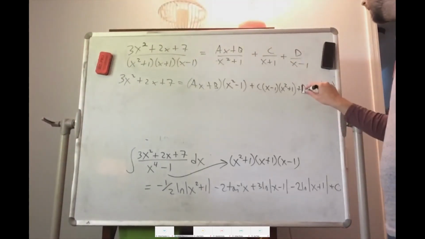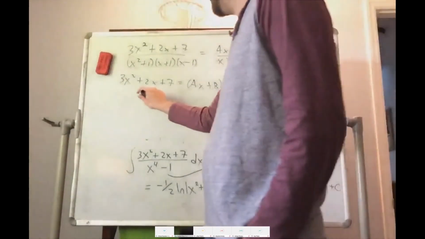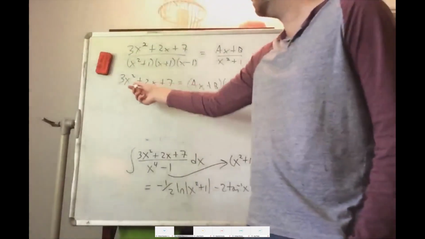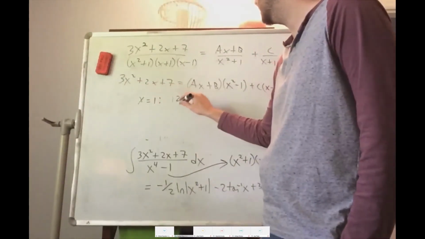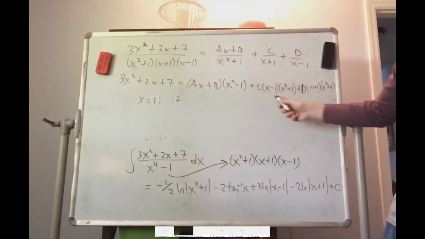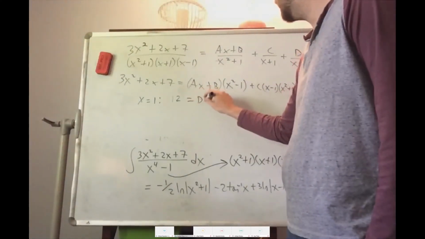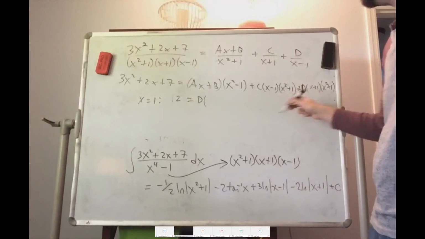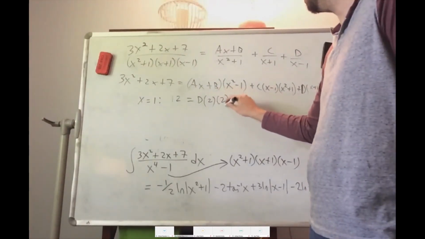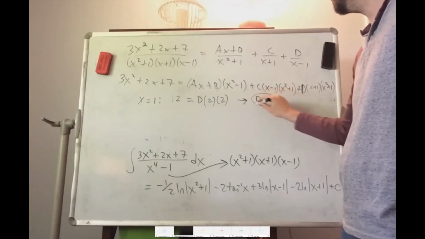Let me do the knockout method really quick. So I can get two of the answers just immediately. If I plug in x equals 1, I get 3 plus 2 plus 7, which is 12. 1 will knock out this whole term, so that's gone. 1 will knock out the whole c term, so that's gone. And then I'm just left with d times 1 plus 1, which is 2, times 1 plus 1, which is 2. So I get 4d is equal to 12, or d is equal to 3.